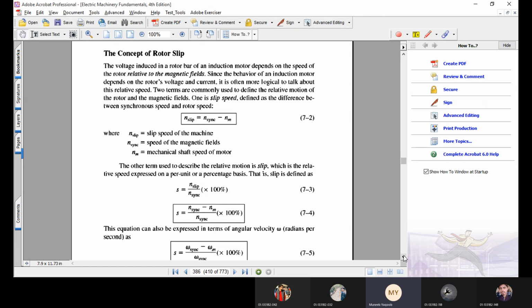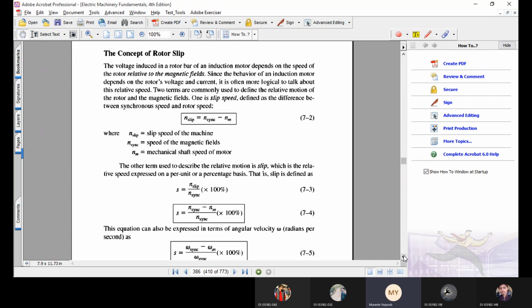Now coming to the situation when the rotor starts rotating at synchronous speed, N slip, that is the slip speed, becomes N synchronous minus N synchronous, and hence it is 0. So we can say that the slip speed is maximum when the rotor is stationary and it is equal to the synchronous speed, while slip speed is minimum when the rotor is running at constant synchronous speed and it is 0 at that time.